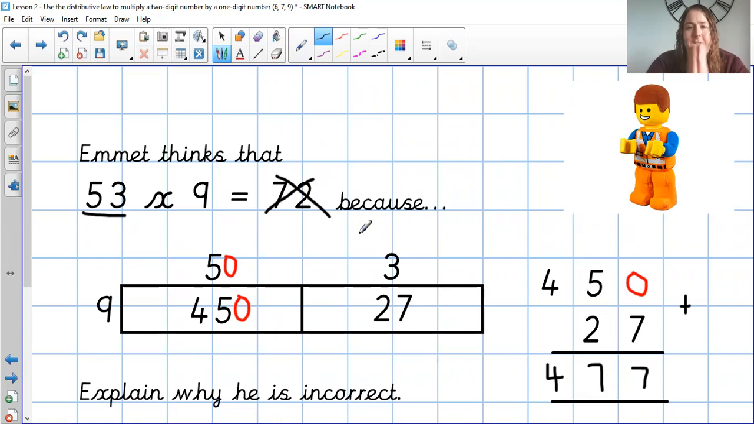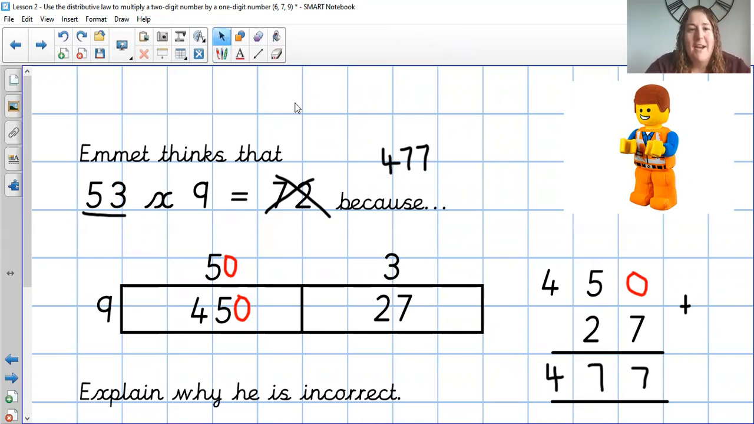Blimey, it's been a long day. It's a good job it's Friday. It's not 72, but 477. And it's because, if we use some of those wordings that Colin's helped us with, because he has not multiplied by 10. He has not multiplied 5 by 9 and then times it by 10.